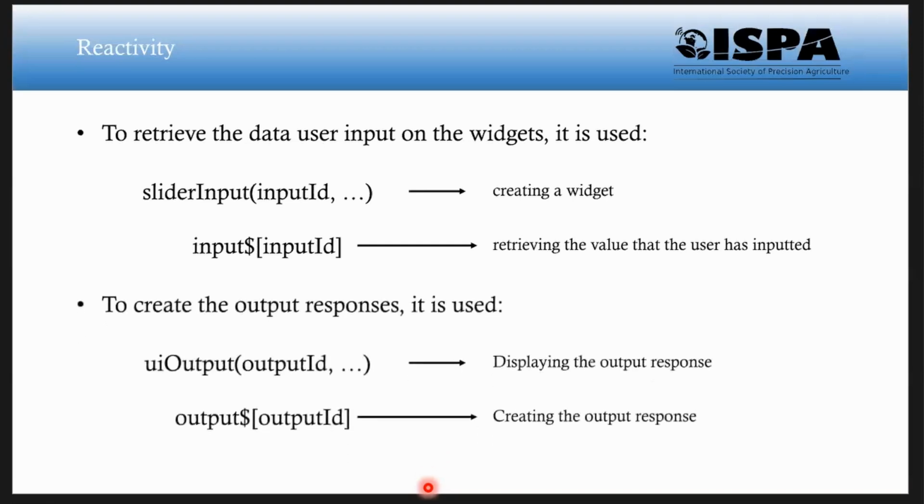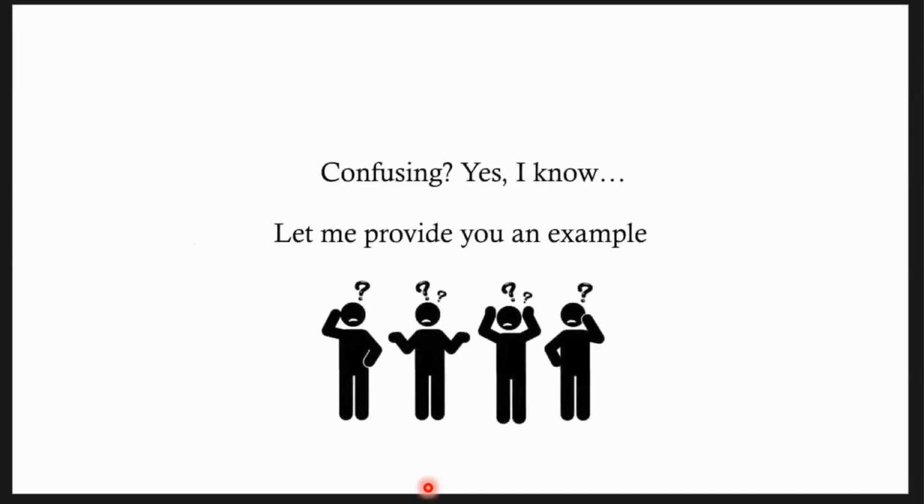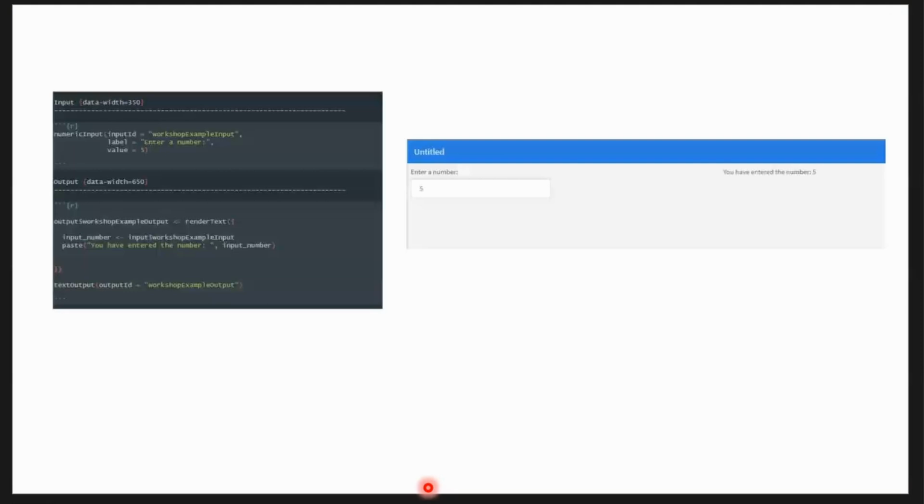To create the output responses, we use uiOutput with the name under which we are going to display the output, and output$ and the name of the response. Yes, I know it's confusing. Let me provide you some examples.